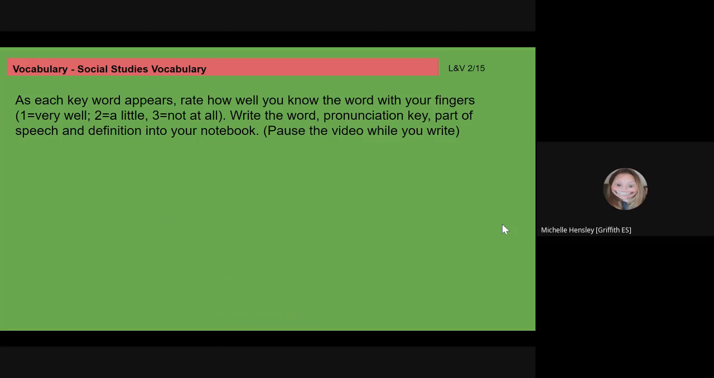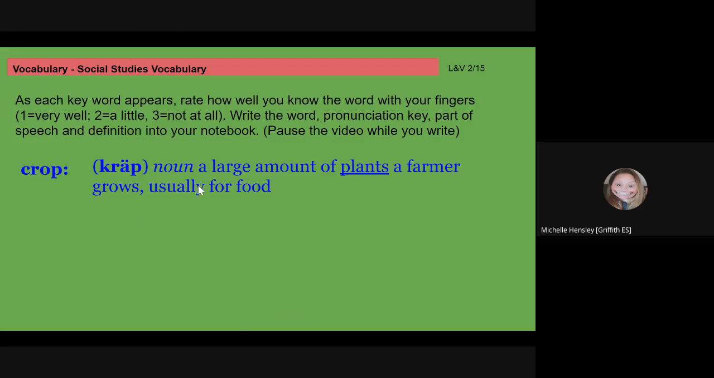And our next word is crop. Crop. How well do you know crop? Crop. It's a noun. And it means a large amount of plants a farmer grows, usually for food. Okay. So a crop is a large amount of plants a farmer grows, usually for food. So remember, agriculture is plants or animals that are grown for food. When we're talking about a crop, we're talking specifically about plants being grown, usually for food, but it can also be a crop of flowers that are going to go to a flower shop.